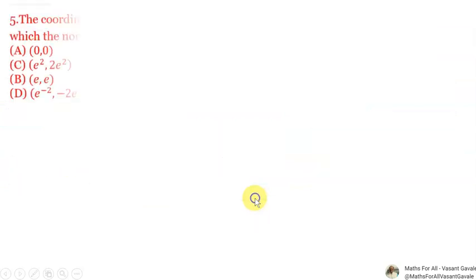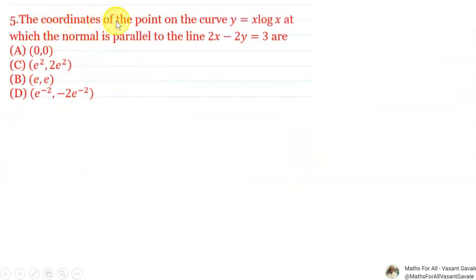Next example. The coordinates of the point on the curve y is equals to x times log of x at which the normal is parallel to this line 2x minus 2y is equals to 3. तर या कर्वला नॉर्मल असणार आहे आणि ती कोणाला पॅरलल आहे या लाईनला पॅरलल आहे. ओके. म्हणजेच या कर्वचा आपण काय फाइंड आउट करणार ग्रेडियंट त्याचा मायनस अँड रेसिप्रोकल करणार आणि तो या लाईन बरोबर इक्वेट करणार. देन यू विल गेट द रिक्वायर्ड पॉइंट.